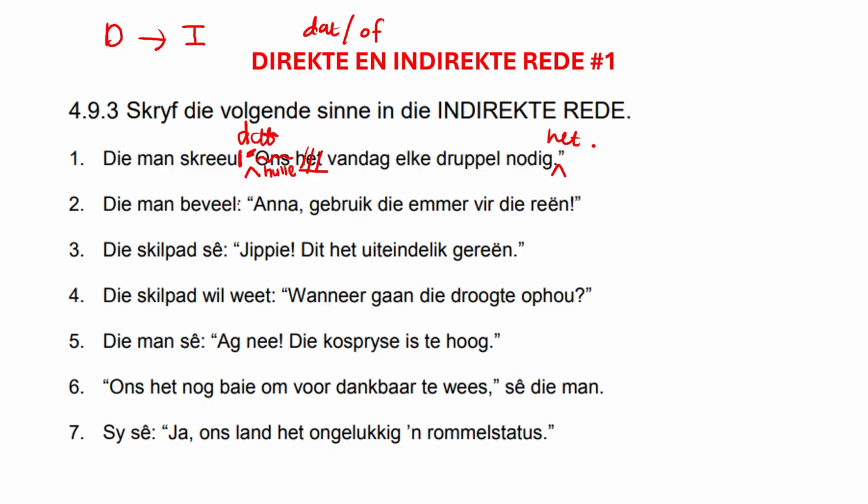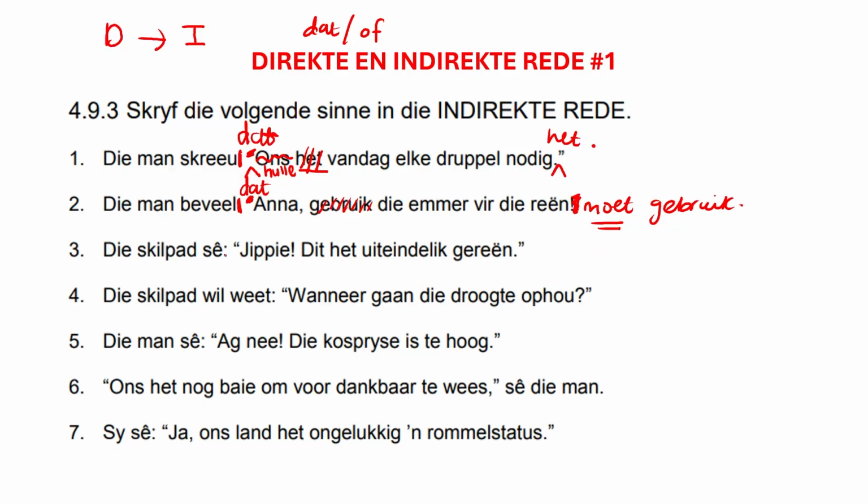Die man beveel. I take away the colon, I take away the quotation. I look for my verb. Gebruik. I temporarily remove my verb. I look for my pronoun. Don't have one, I can skip that step. So, die man beveel dat Anna die emmer vir die reën moet gebruik. Remember, this is a beveel, it's a command. There needs to be moet. So I'll remove this and moet will come at the end with the verb right at the end.